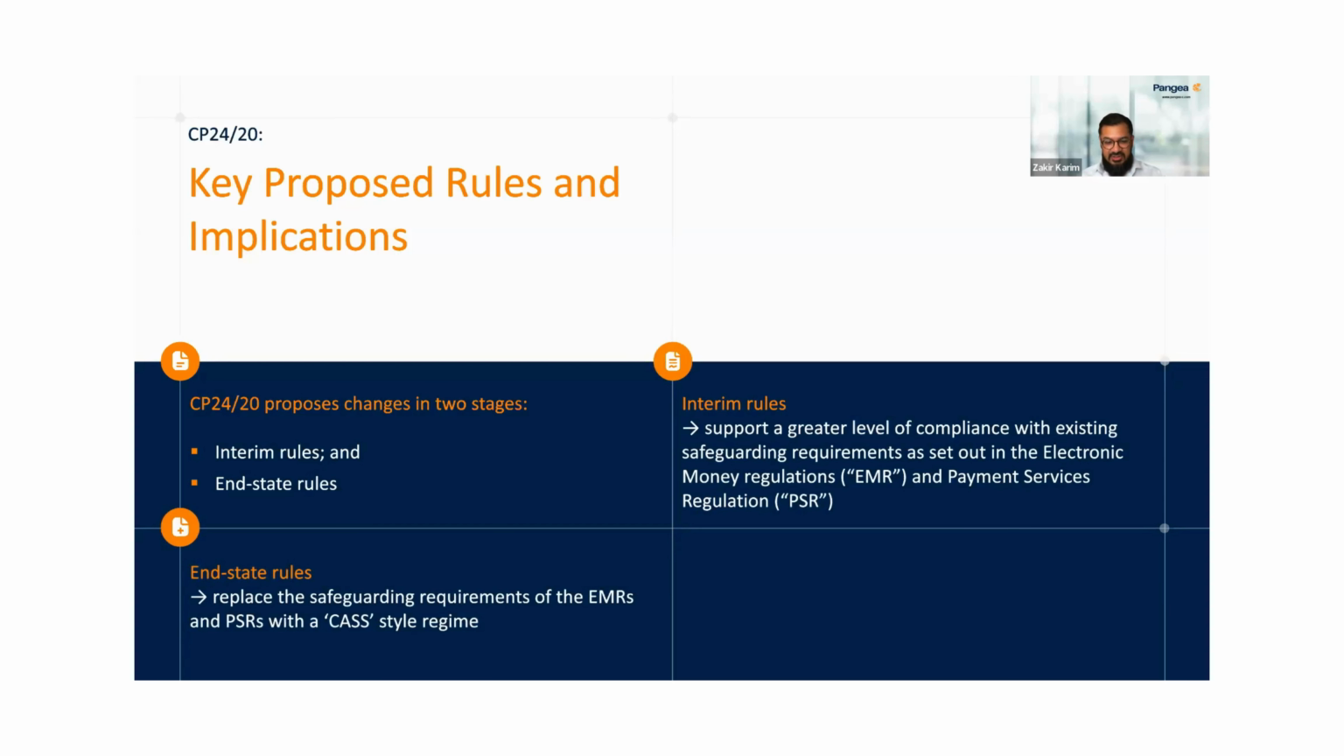The second stage, the end state rules, will address any remaining shortcomings. So from the interim stage, there will be certain risks and issues that will be addressed. The end state rules will then come in, and hopefully the intention is that will then close any open points, any open issues, any open risks that were left on the back of the implementation of the interim rules.